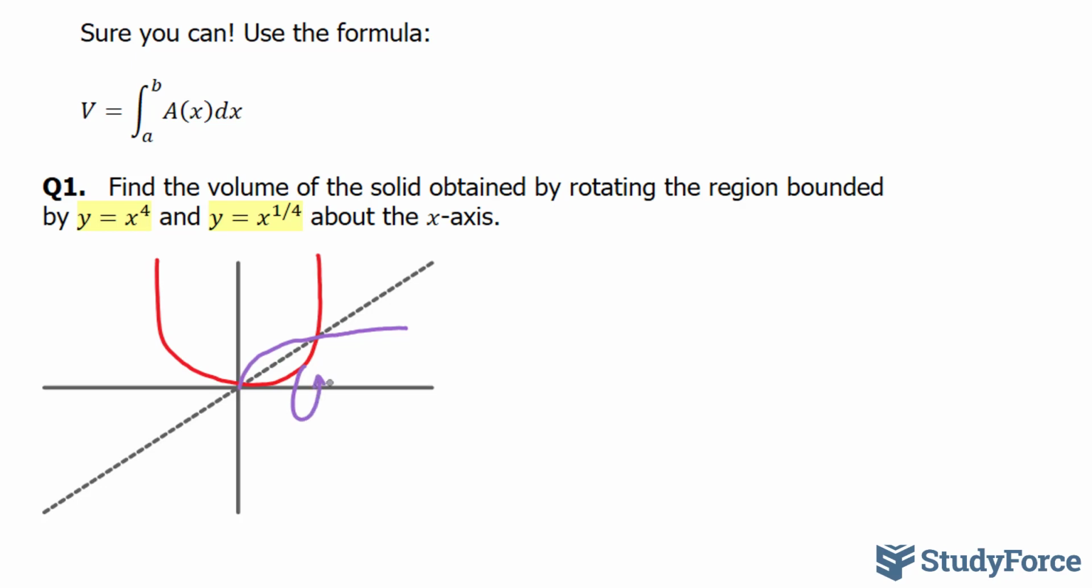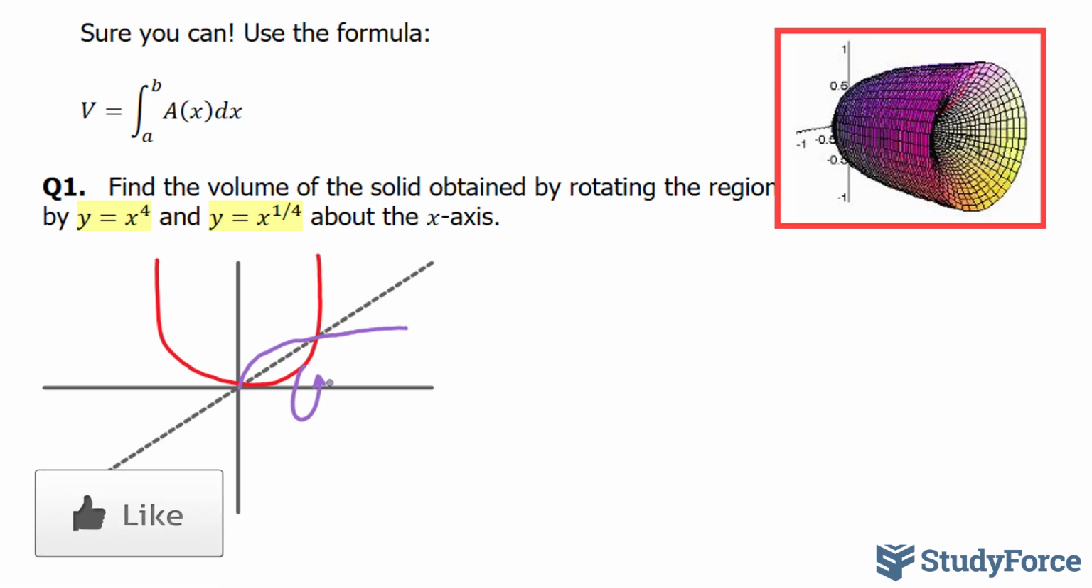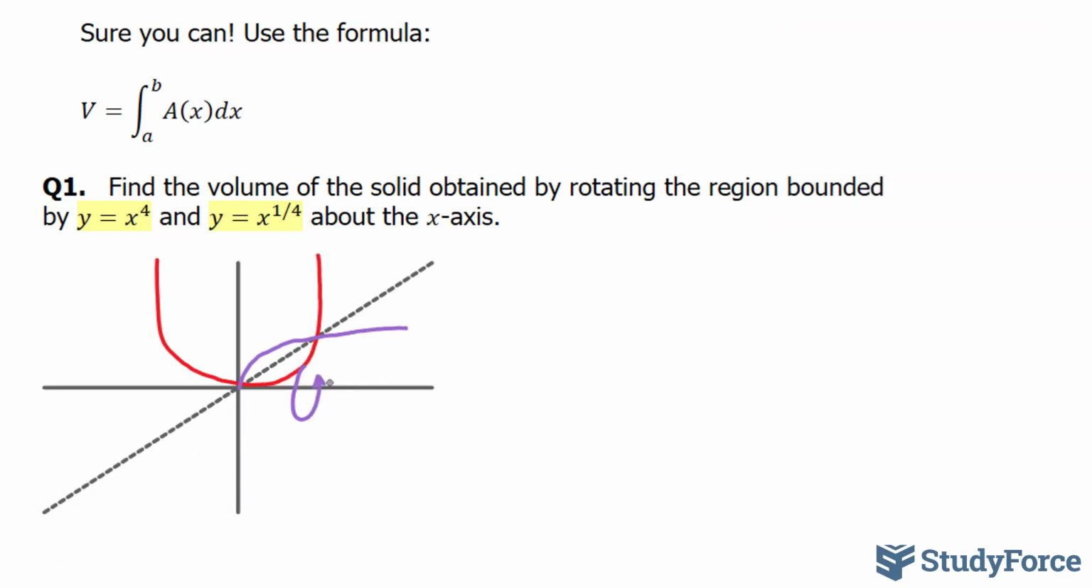And just to give you a visual of what it would look like, take a look at the right corner of the screen. Notice that you'll end up with an ellipse-like three-dimensional shape with an elongated cone taken out of its middle. It's hard to describe. To do this question, we'll need to find out where these two functions intersect. So anything outside of their intersection points will not be accounted for with the volume.